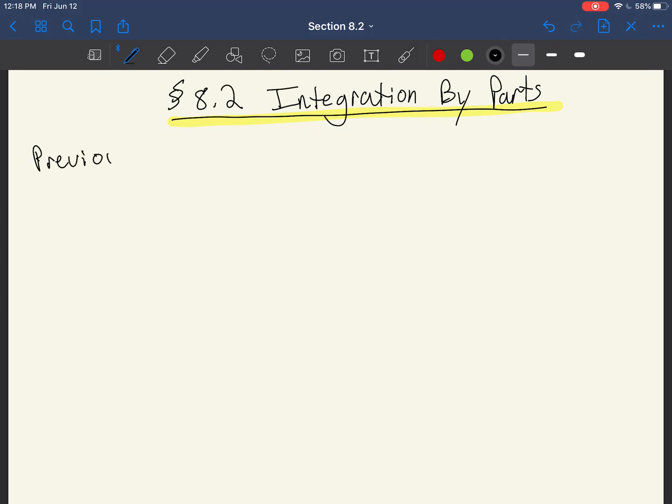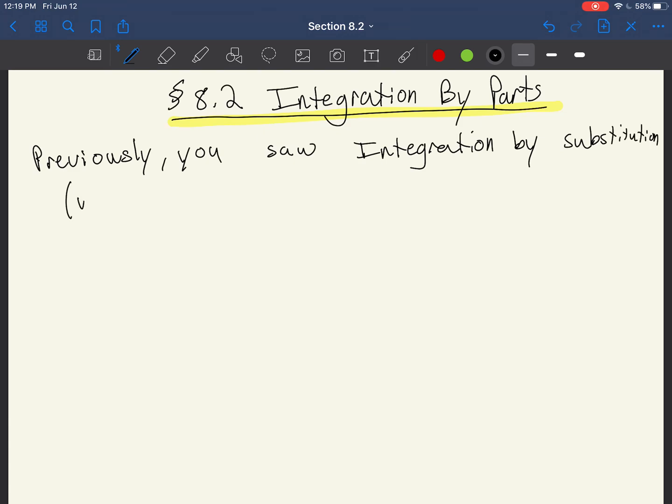So previously, and by previously I mean in Calc 1, you saw integration by substitution. Integration by substitution is normally abbreviated u-substitution. And integration by substitution was the opposite of the chain rule. It undoes the chain rule.